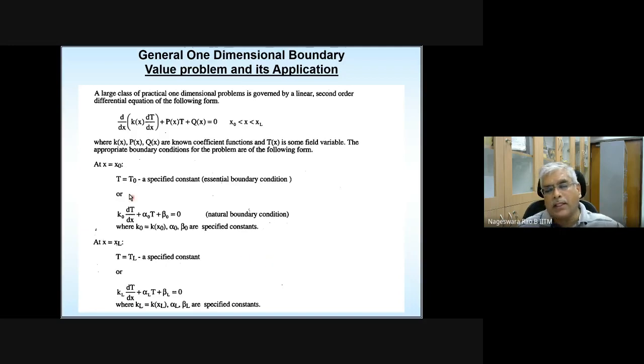And you can see here at x is equal to x naught, k(x), p(x), and q(x) are evaluated at x is equal to x naught. So k naught is nothing but k evaluated at x naught, and alpha naught, beta naught are some constants. So please take a note of this.